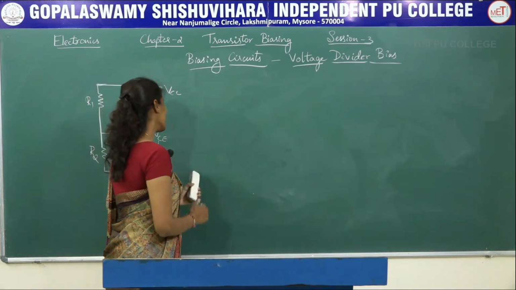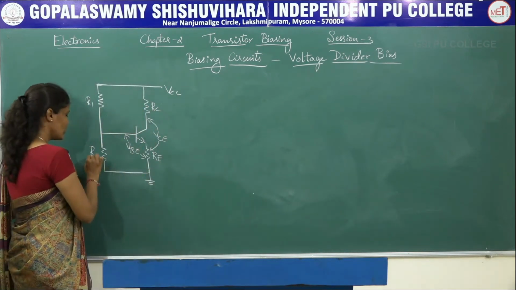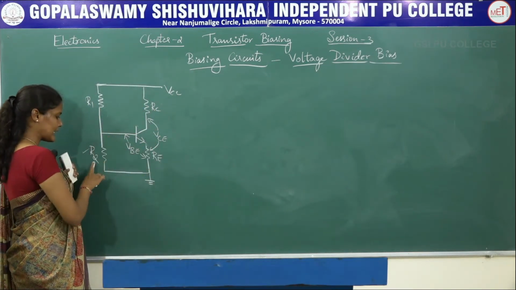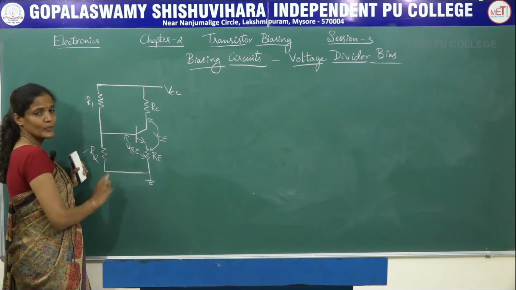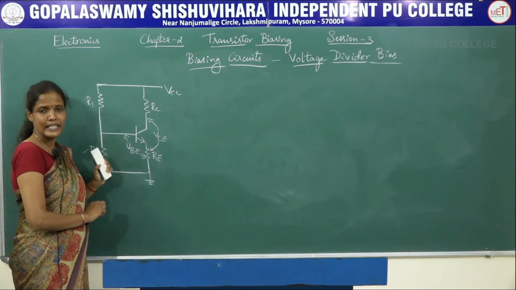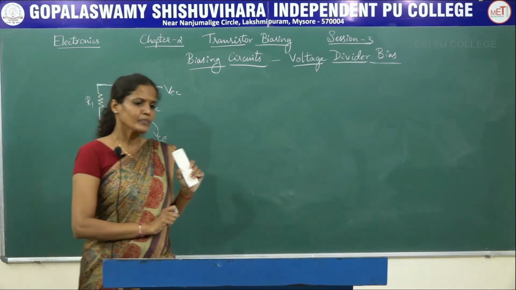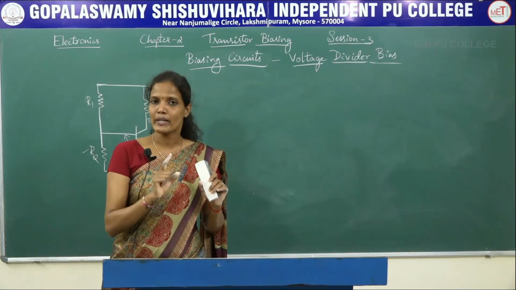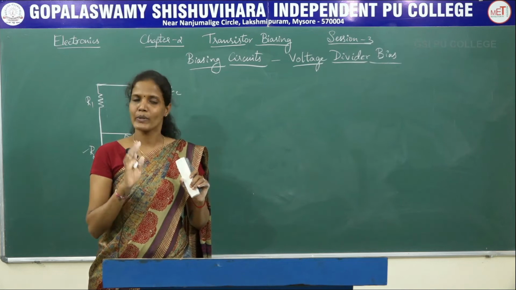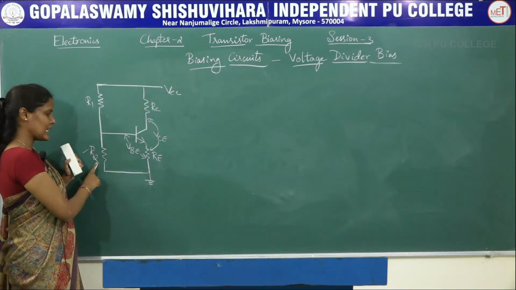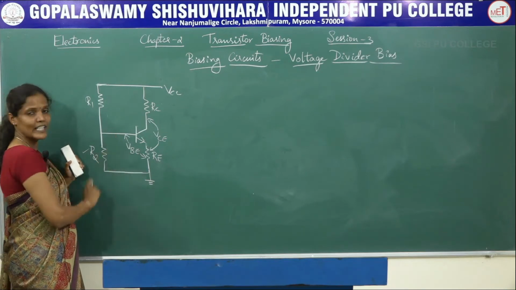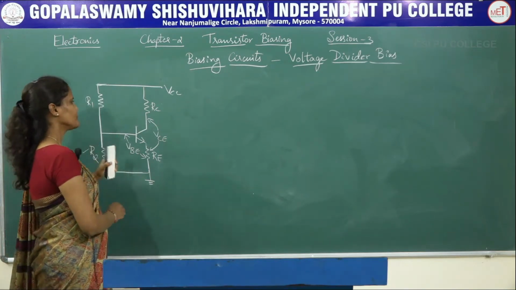So what happens in this particular circuit? Here the voltage drop across RE itself forward biases the emitter base junction, because in an amplifier circuit we know that the emitter base junction must be forward biased and the collector base junction must be reverse biased. So the voltage drop across this resistor R2 forward biases this emitter base junction.